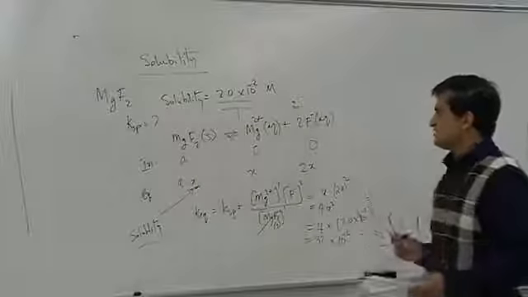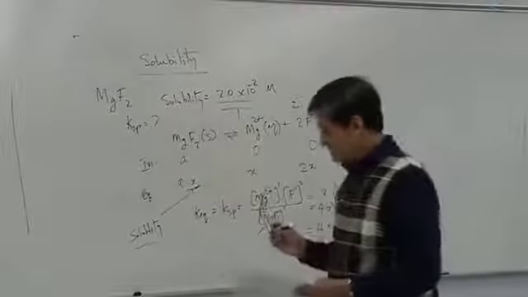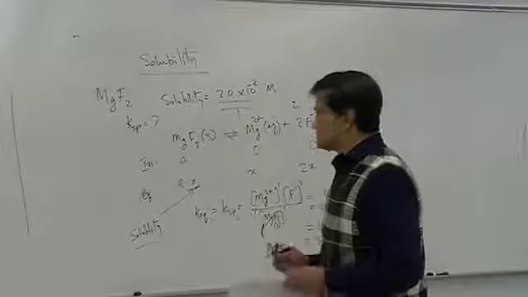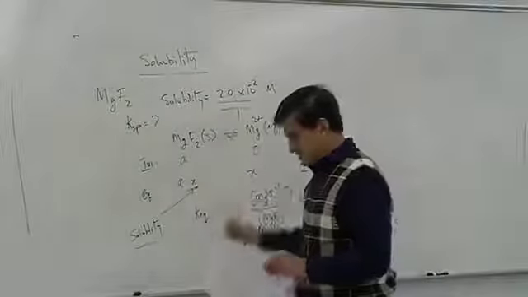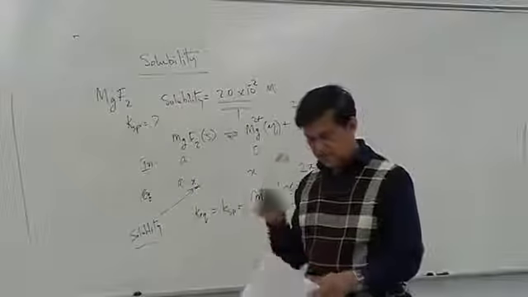So this is just a sample calculation. Make sure you try similar problems from the book. So when they give you solubility, that means they're giving you the X value, the amount that broke down and went in solution.